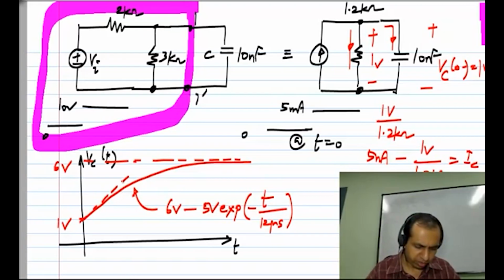And this slope again you can calculate from the initial current flowing through the capacitor, because the slope of capacitor voltage is related to its current, or you can find it out by differentiating this expression.